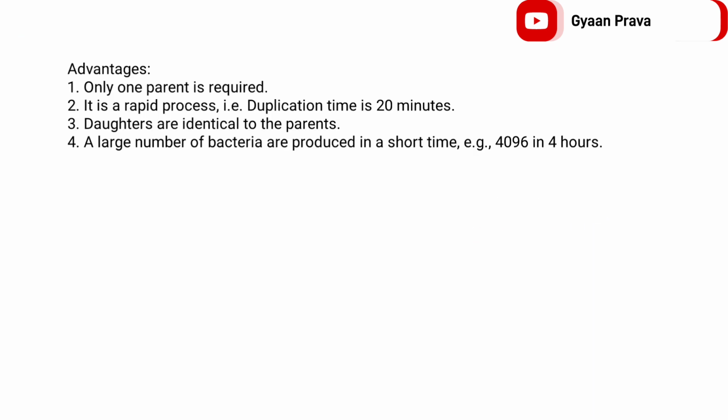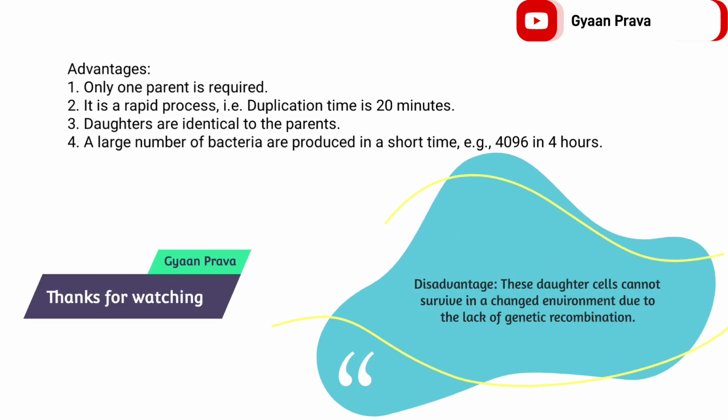The process has advantages. The first one is that only one parent is needed in binary fission. The second is that it is a rapid process. For example, one E. coli divides every 20 minutes. The third advantage is that daughter cells are identical to the parent. And the fourth is that many daughter cells are produced in a short time. For example, one E. coli produces 4096 daughter cells in 4 hours only.